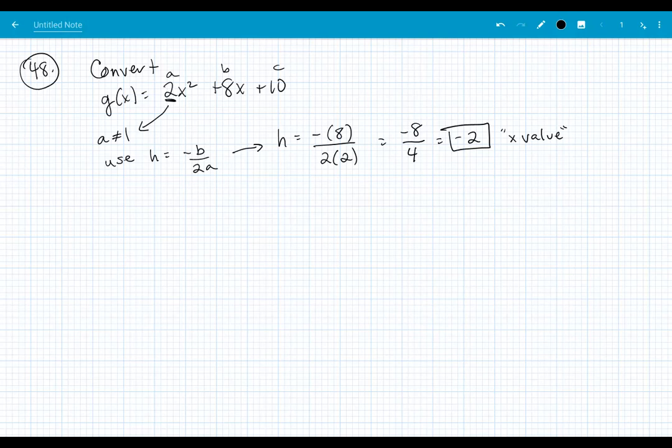So how I find the k value now is I take this negative 2 and substitute for x in the equation. So g of x is equal to 2 times negative 2 squared plus 8 times negative 2 plus 10. Order of operations, I need to square first. PEMDAS. So negative 2 squared is 4, and 4 times 2 is 8, because this is really 4 times 2. Keep that in mind. And then 8 times negative 2 is negative 16 plus 10.